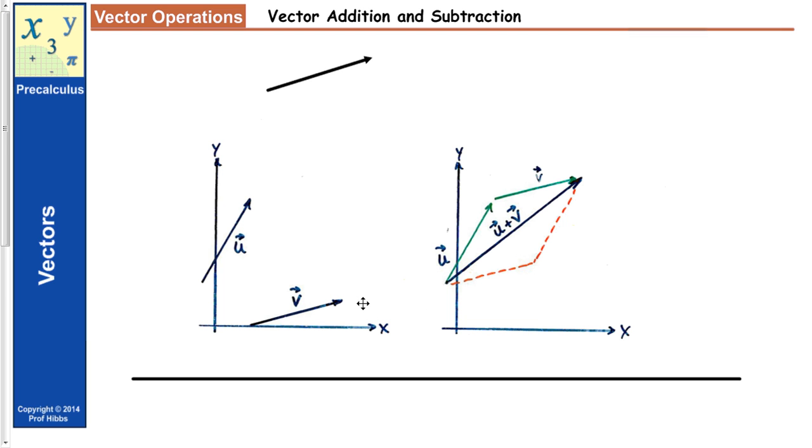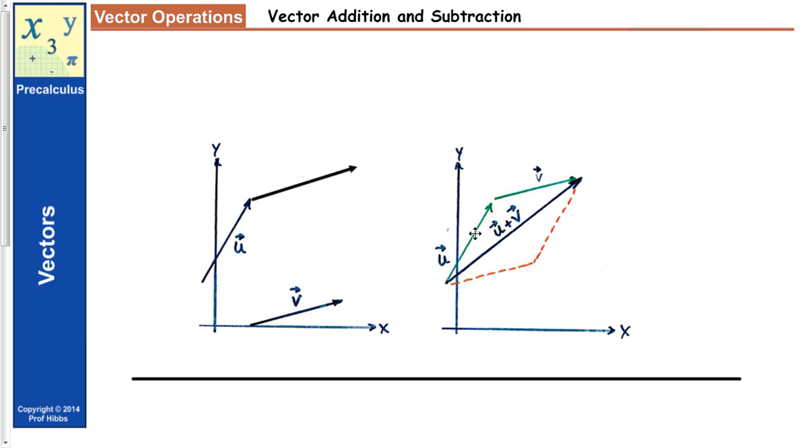So what we'll do is we'll act like we can pick up v and move it to the position where the beginning of v starts at the ending of u. And then the new vector, adding those two together, you see over here, would be from the very beginning to the very end.